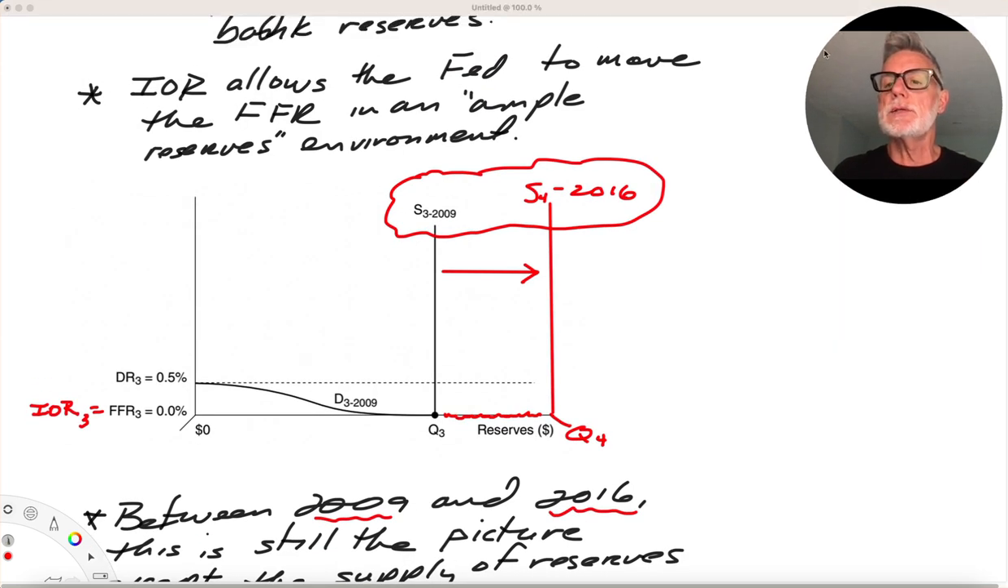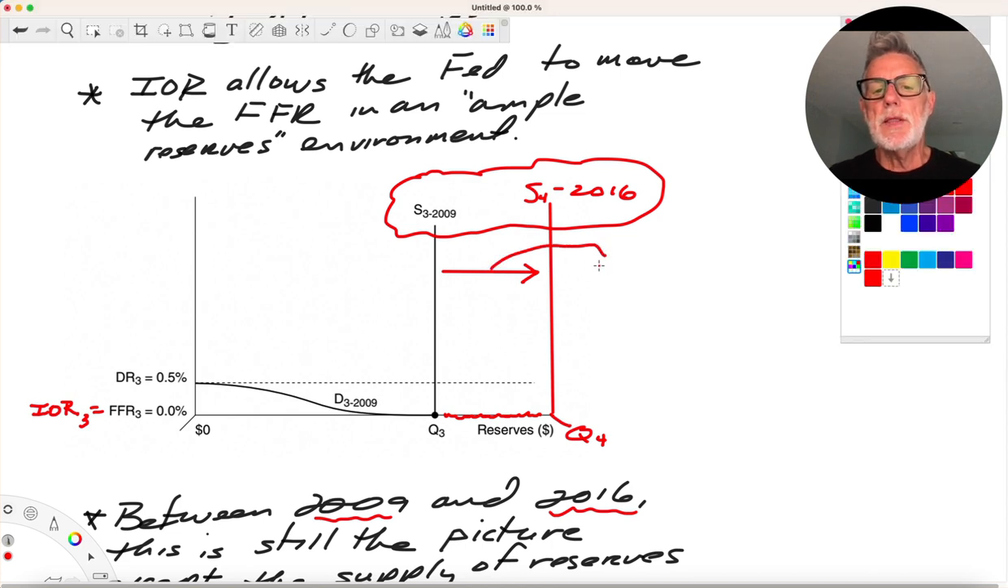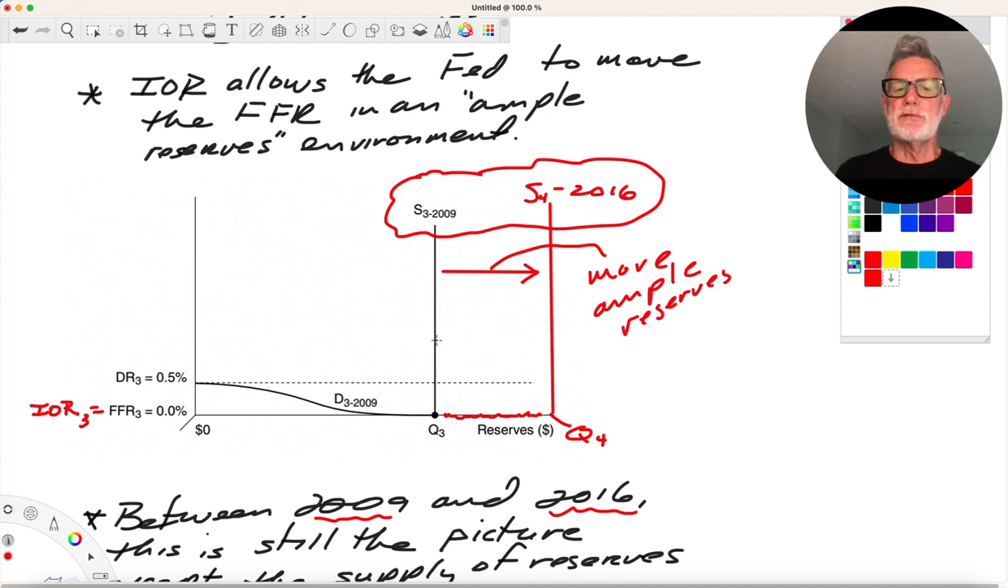Let me see if I can get rid of this. There we go. So what happens between 2009 and 2016 is reserves just become more and more ample. All right. The point is, we'll just make a little note over here, that we see a more ample reserves environment.